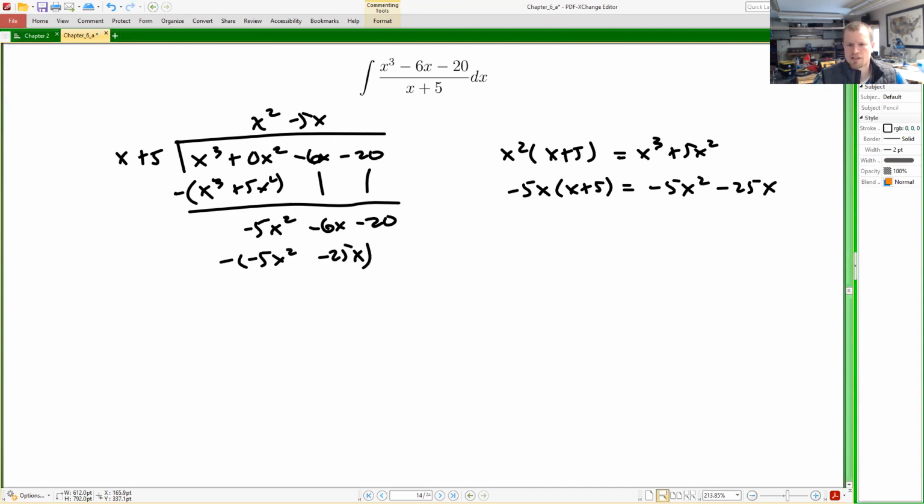So I'm subtracting this quantity. Negative 5 minus negative 5 is 0. That's what we're looking to have happen. Negative 6 minus a negative is negative 6 plus, so negative 6 plus 25 gives us 19x. Bring down the negative 20.